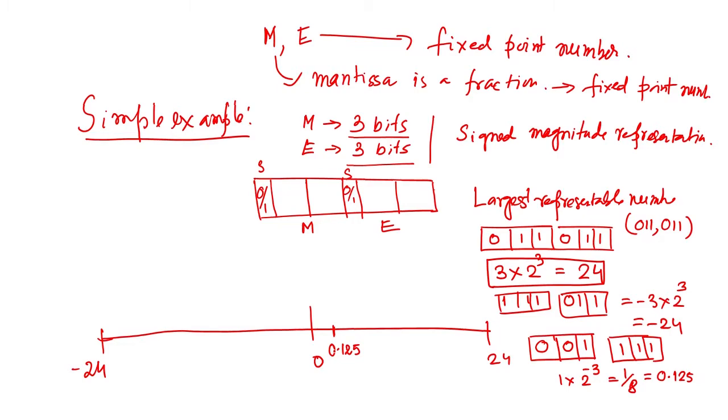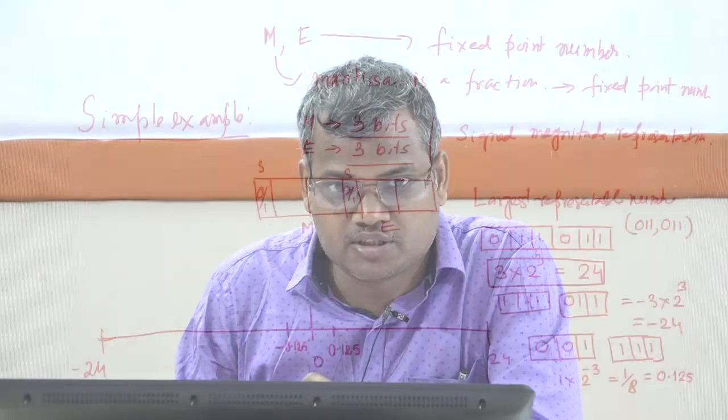Okay. If it is 0.125, so there should be a minus 0.125 also, because here if you change it instead of 0, then you will get the minus 0.125. Now, what is the next number? Let us say, what are the other numbers you can represent using this 6 bit?